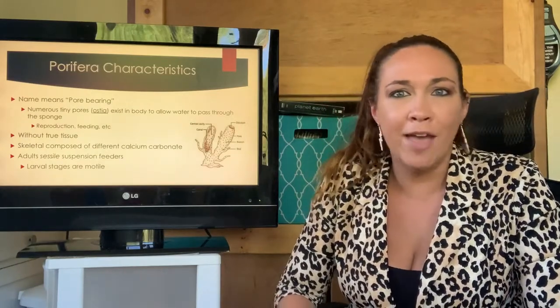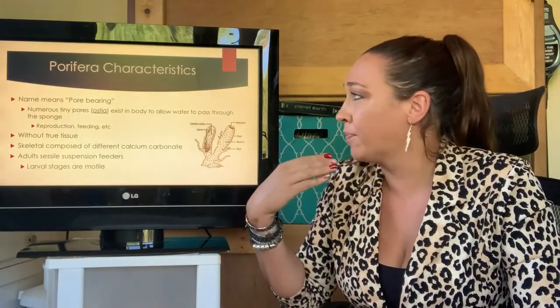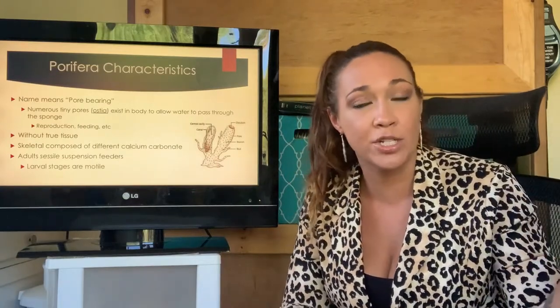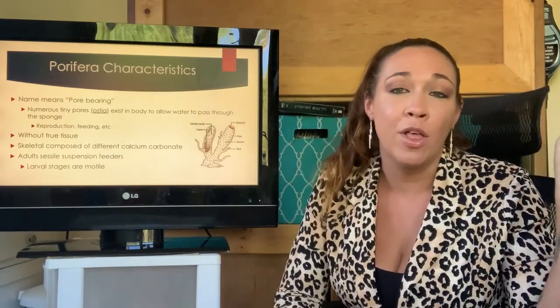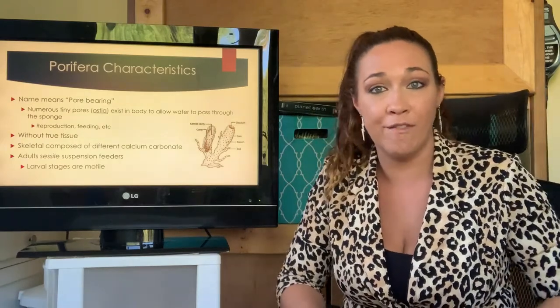And again, everybody else has true tissues. Everybody else has some kind of regular symmetry. Nobody else has ostia or osculum. So all these characteristics are known as key characteristics because they separate this organism from any other organism, this phylum from any other phylum.